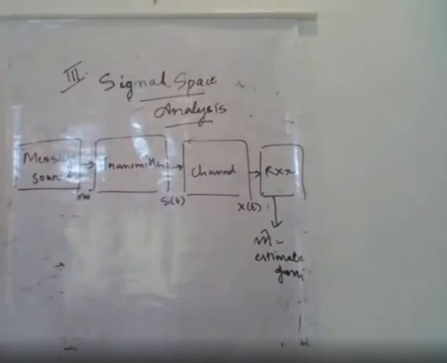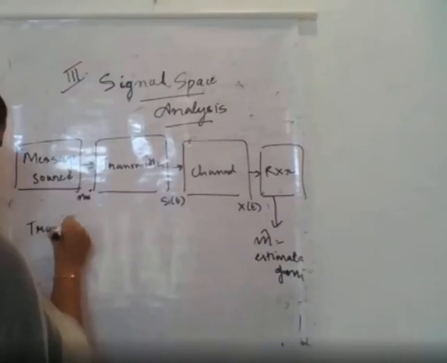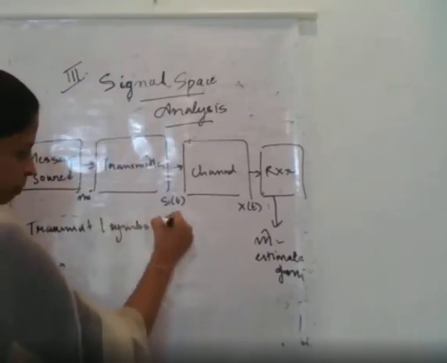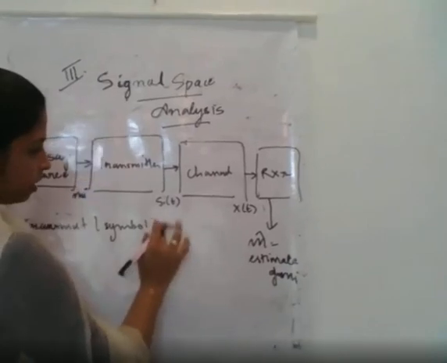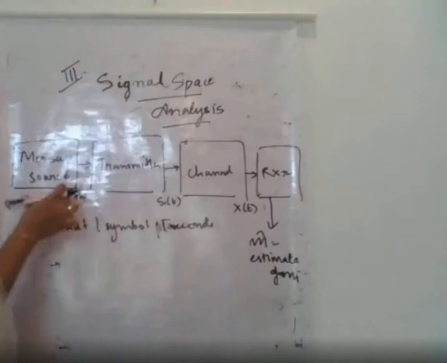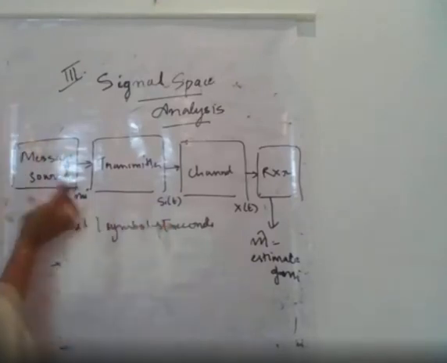In a digital communication block diagram, the first block is the message source. This message source transmits one symbol every T seconds.